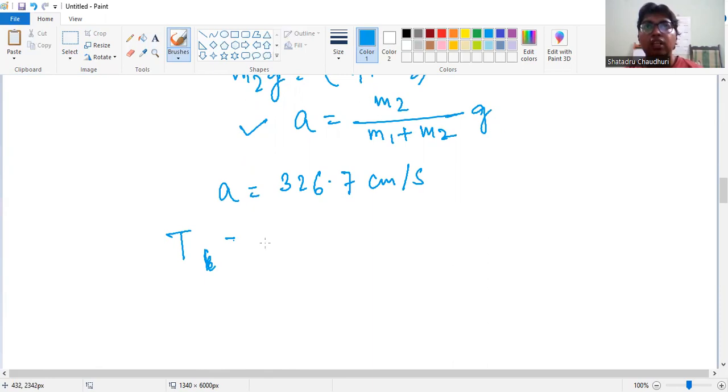So obviously tension will be simply M1 into A. So we know the value of M1, and if we use 200 grams, so if we use the value of A, so it will be 65340 dyne.